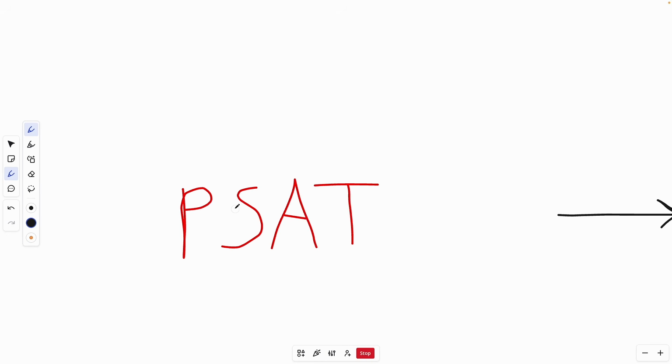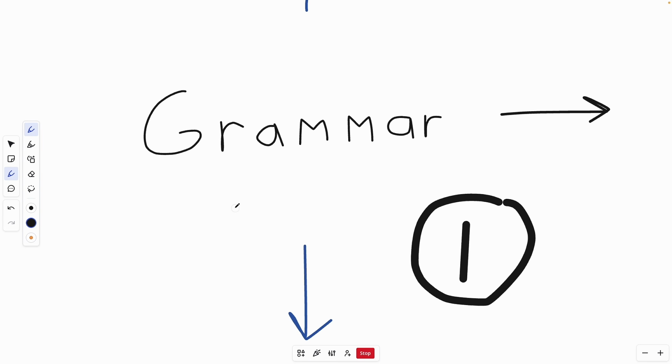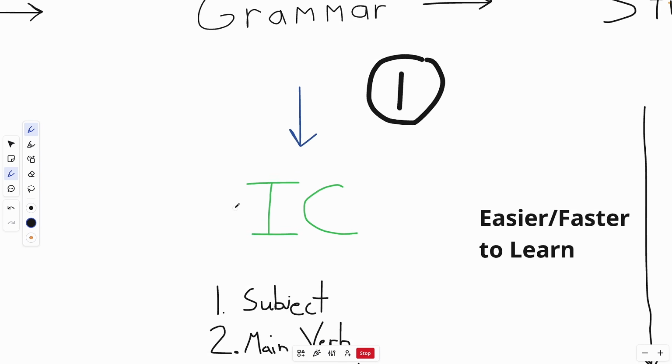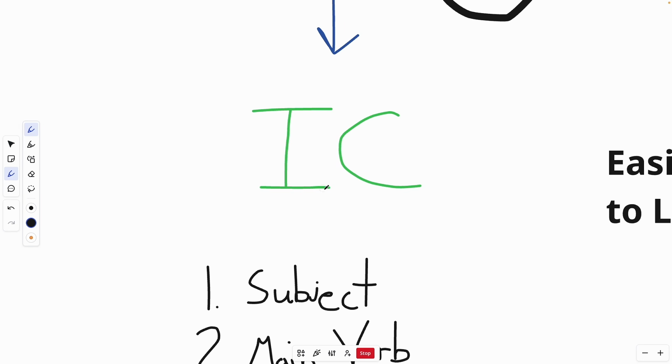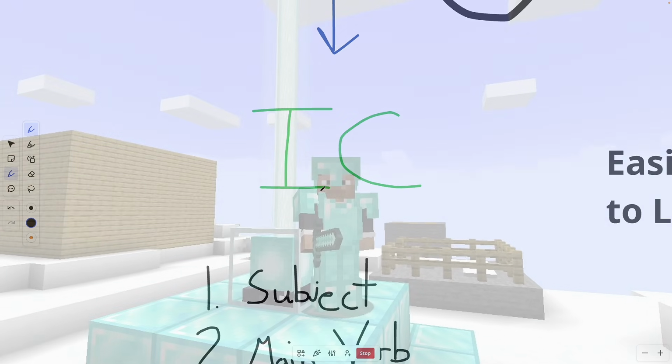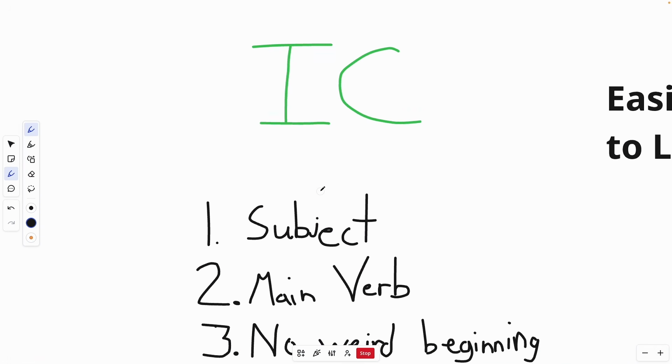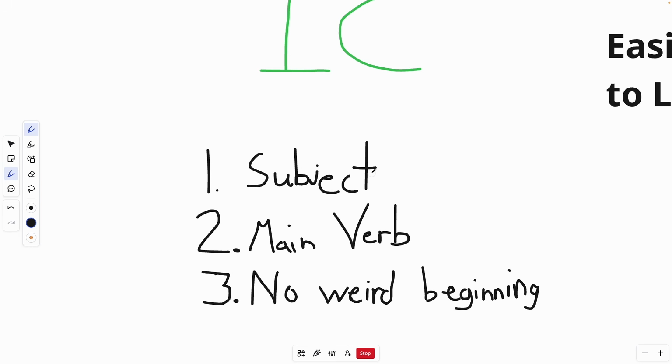The first thing you need to master if you want to do well in the PSAT is grammar. There are 2 real main parts of this. First is independent clause and dependent clause stuff. Let's cover what an independent clause is. In a general sense, an independent clause is something that can exist all on its own in a sentence. But that part doesn't really mean that much to you, so let me explain what it has to have.